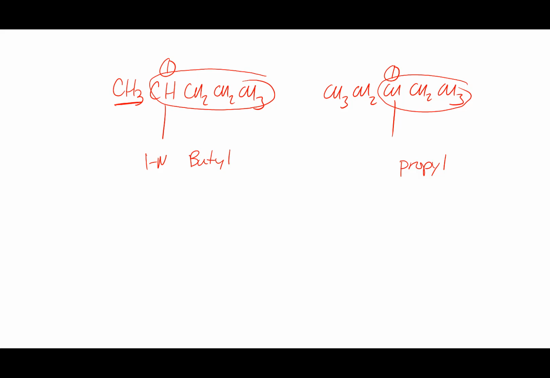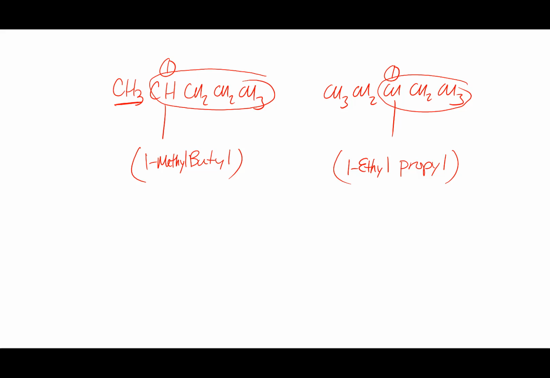This is a 1-methyl-butyl group. This is a 1-ethyl-propyl group. So we take the longest chain, that becomes the name of the alkyl group, and then we write the substituent and the number. And then the last thing we do is we put it in brackets, because it's got to be attached to something else, and if that number gets outside the brackets, I don't know where it belongs. So the number's got to stay in the brackets.